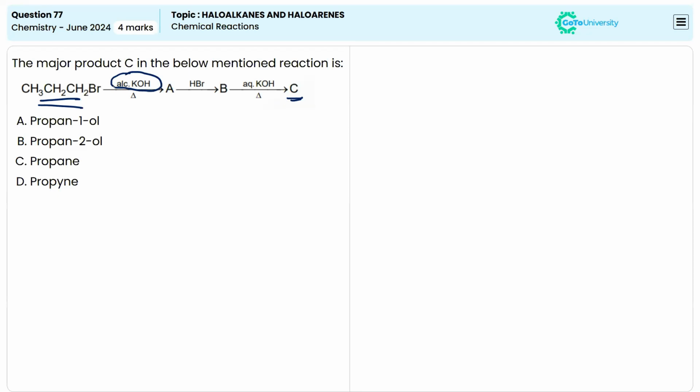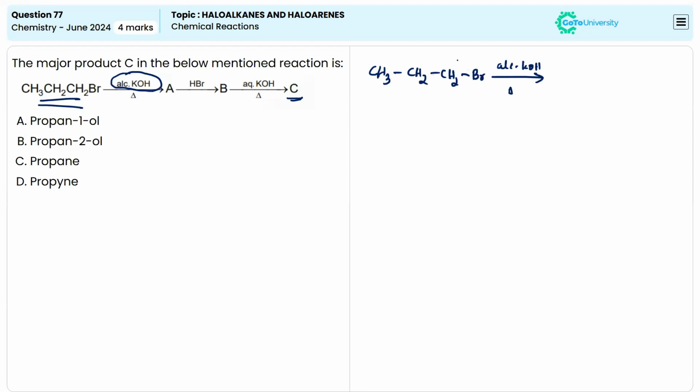So this is what I explained before. If the reagent is aqueous potassium or sodium hydroxide, the reaction will be substitution. If it is alcoholic sodium or potassium hydroxide, the reaction will be an elimination reaction. So here this bromopropane will undergo elimination reaction, not substitution reaction. First I will write down the reactant, CH3CH2CH2Br, reacting with alcoholic potassium hydroxide followed by heating, right?